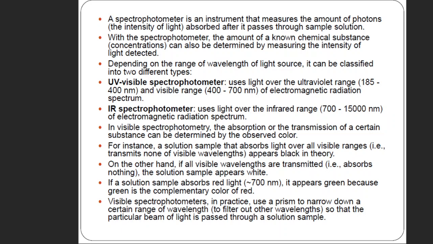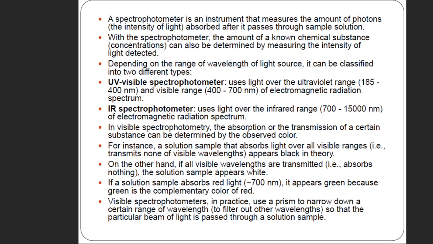Now, for example, a solution that absorbs light over the whole visible range, that is transmits no visible light, will appear completely black to us. So if we incident any light on a surface, and that surface absorbs all the light bombarded upon it, and does not reflect or transmit any radiation, it appears black to our eyes. And the opposite is true for white light. If visible light is transmitted, that is it does not absorb anything, hundred percent it transmits, then that object appears white to us.